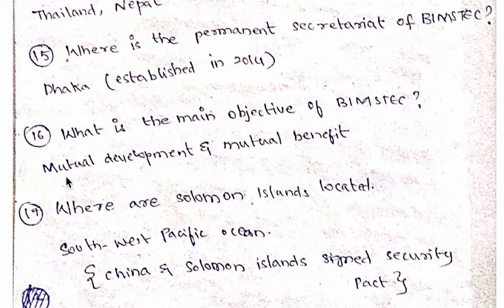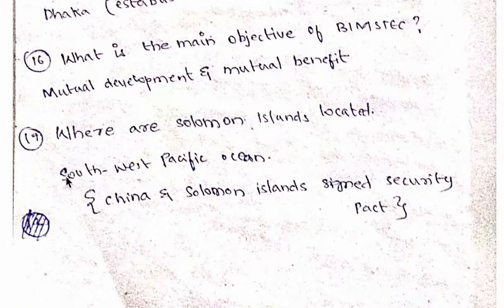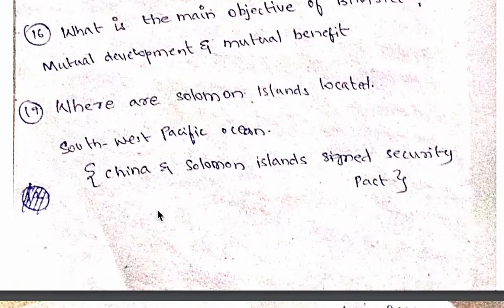16th question, what is the main objective of BIMSTEC? It is mutual development and mutual benefit. 17th question, where are Solomon Islands located? So these islands are located in the southwest Pacific Ocean. So recently China and Solomon Islands signed a security pact.